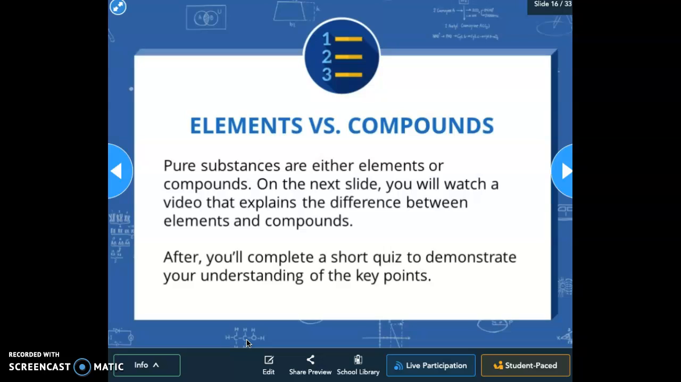So again, compounds can be classified by their properties.